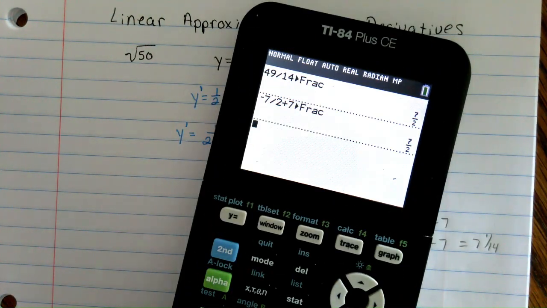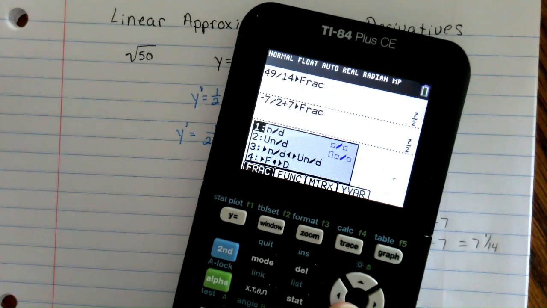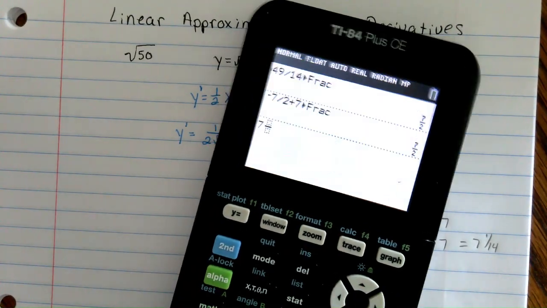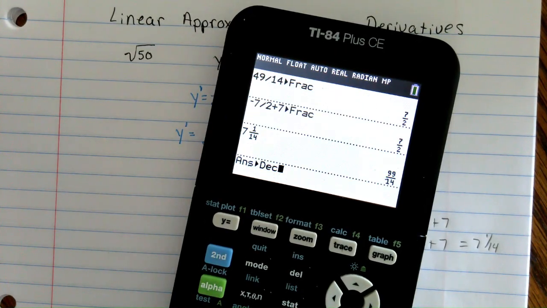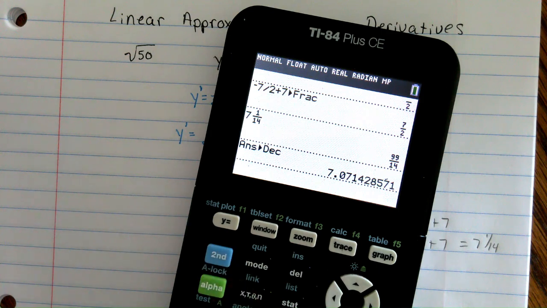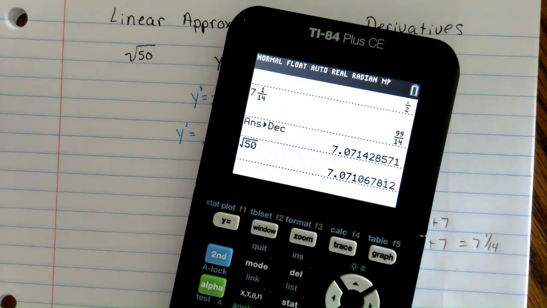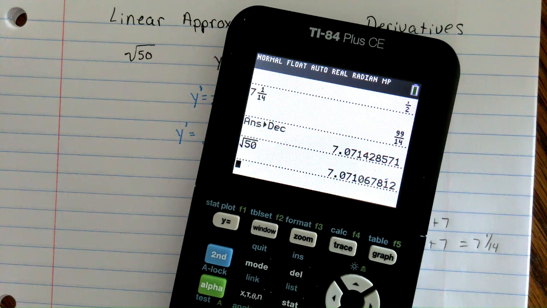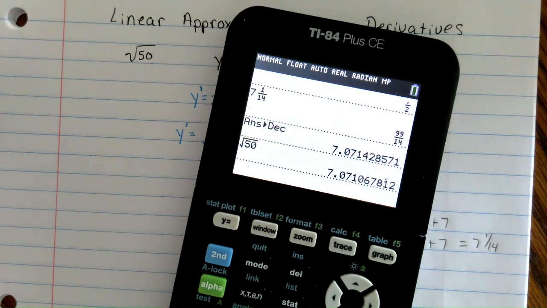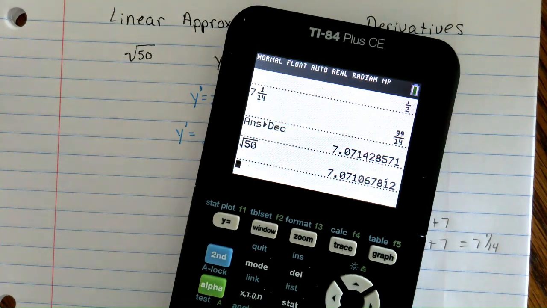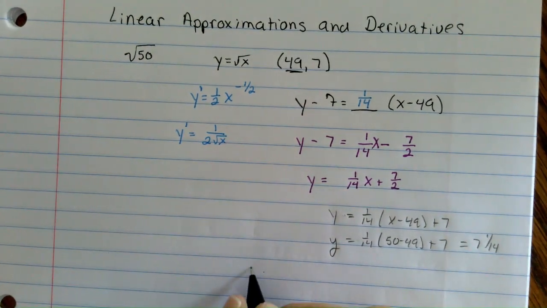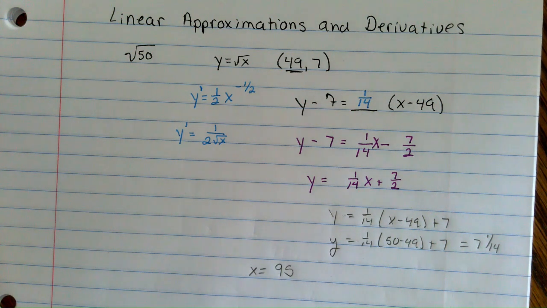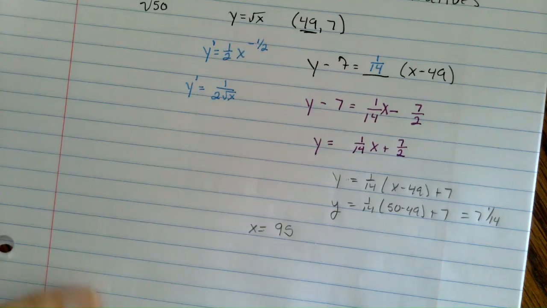So 7 and 1/14, right? That's what I got. Make that a decimal. What is the true square root of 50? Is that close enough? That's up to you to decide. Now, can I use the same linear approximation for when x is 95? Let's check, does it hold true?